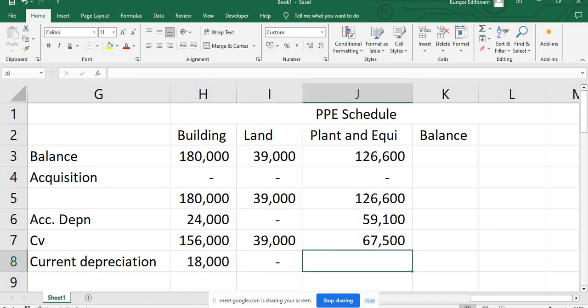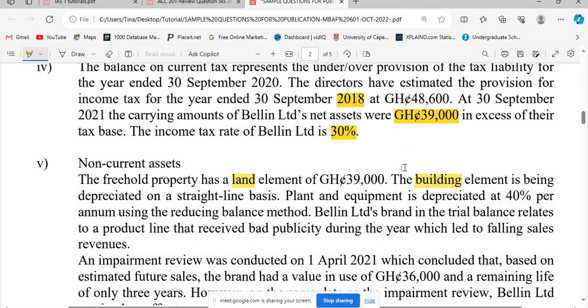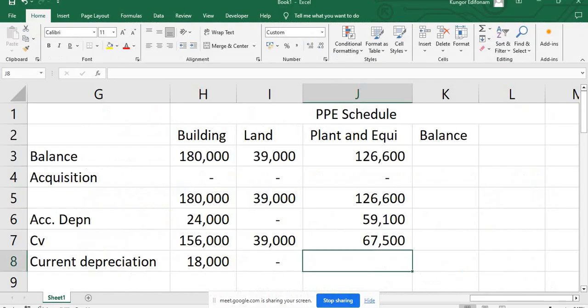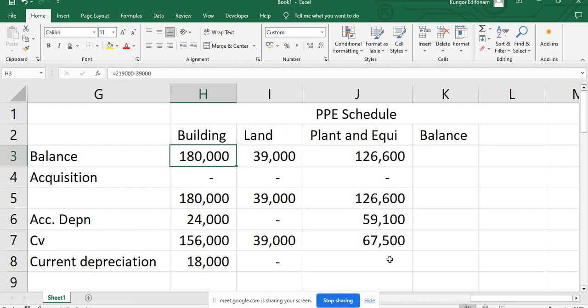And then we were told, so let's visit it again, the plant and equipment. We were told that plant and equipment is depreciated at 40% per annum, using the reducing balance method. Reducing balance method means that the rate will be applied on the current value, not the cost. Is that okay? Because if you check here, for the building, the depreciation was applied on the cost, but here the depreciation rate will be applied on the current value as at the year end before you charge your depreciation, the actual current value.